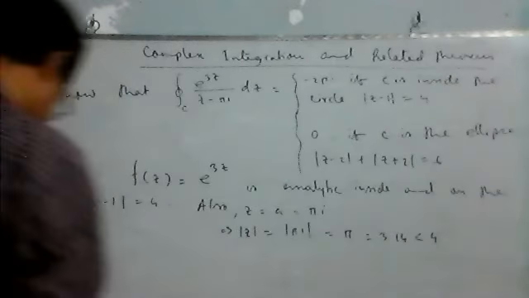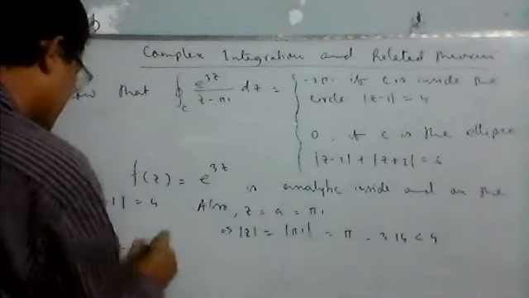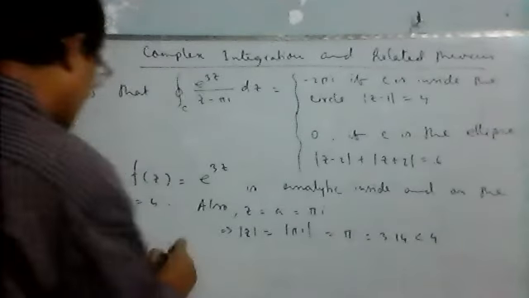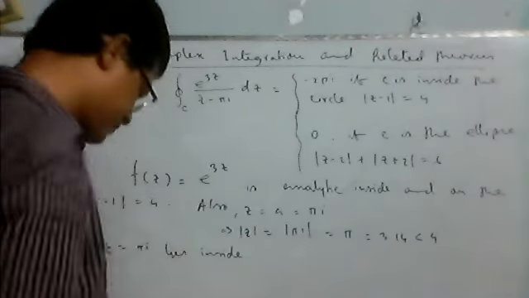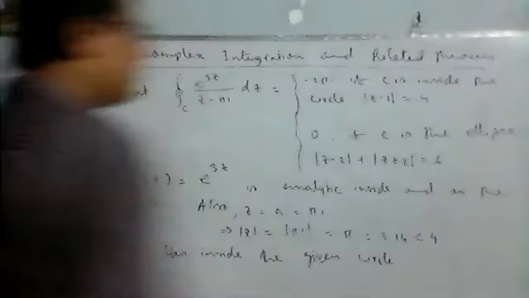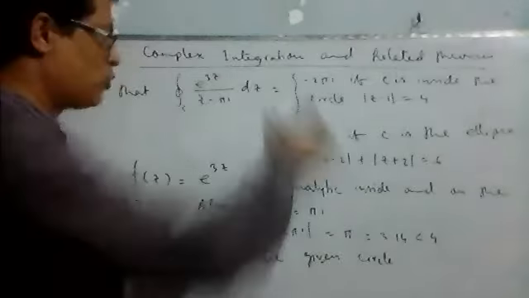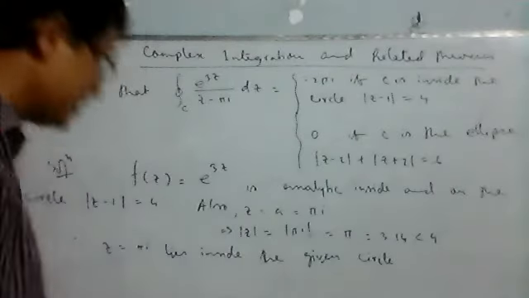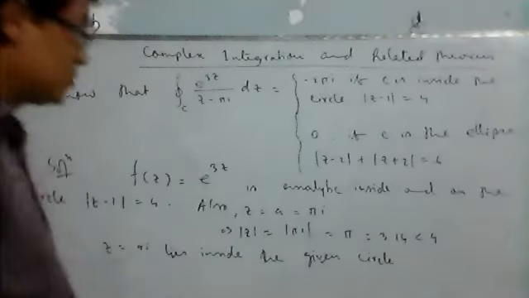Therefore, we can write z is equal to pi I lies inside the given circle. So we have already justified that the point z is equal to pi I lies inside the circle. Now we need to find out this value.